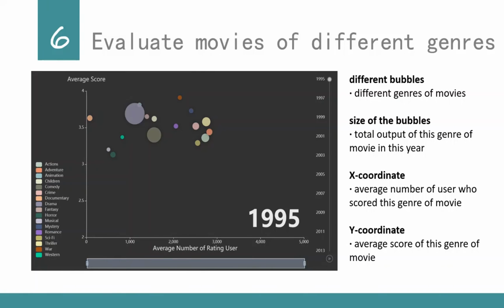And this shows a screenshot of the dynamic bubble chart. Different bubbles represent different genres of movies. The size of the bubble shows the total output of this kind of movie in this year, the x-coordinate represents the average number of users who scored this kind of movie, and the y-coordinate represents the average score of this kind of movie.